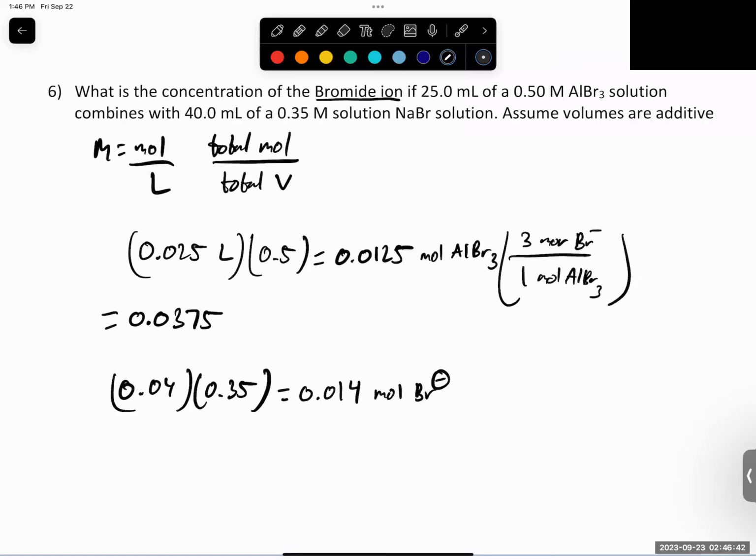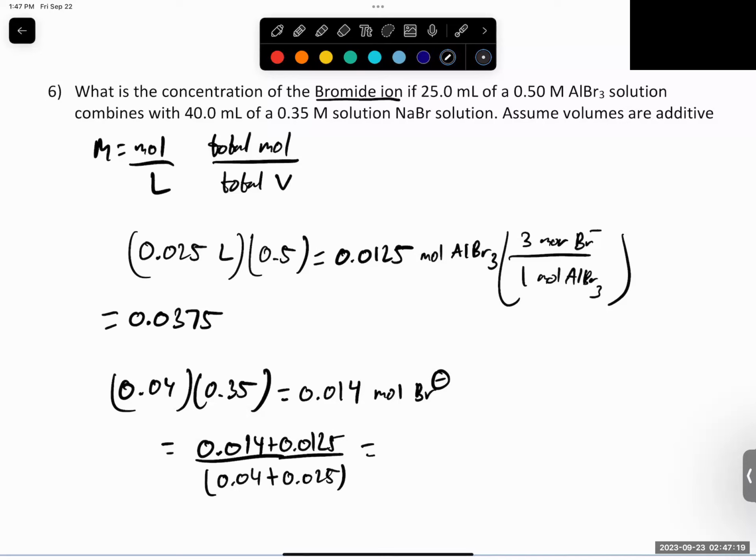All right. We got our total moles now. We can just add them up. What about the total volume? Add the volumes up, so 40 plus 25, so that's 65. So you have 0.065. So this is gonna be equal to 0.014 plus 0.0125 over 0.04 plus 0.025. When you solve that out, what do you get?